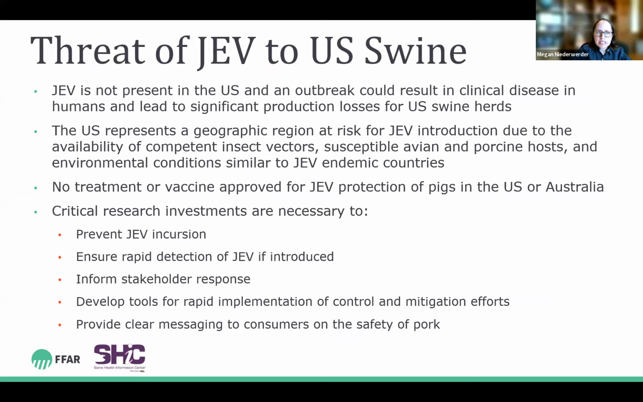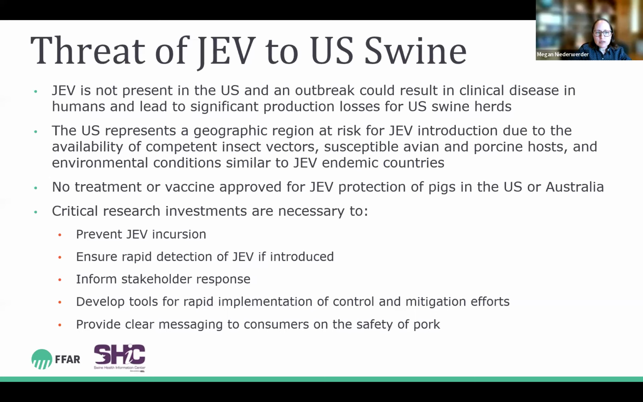As the US is currently negative for JEV, an introduction of the virus could result in significant clinical disease in humans and also significant production losses for US pork producers. We think about the US as a geographic region that's at risk for JEV introduction because we have available competent insect vectors. We also have susceptible avian and porcine hosts, including feral swine. And we also have environmental conditions that are similar to those conditions in JEV endemic countries, such as in Southeast Asia and, of course, Australia.